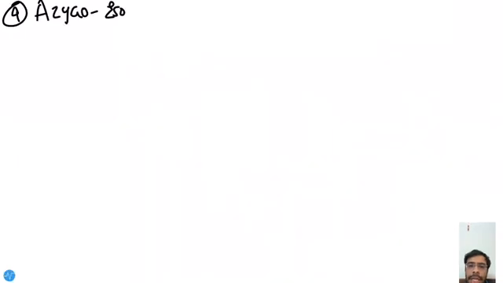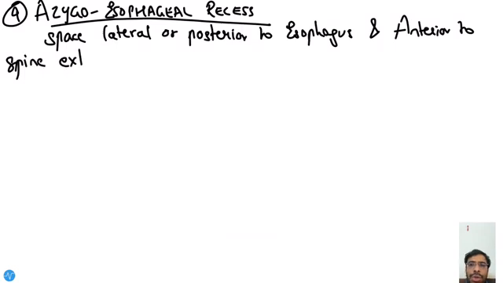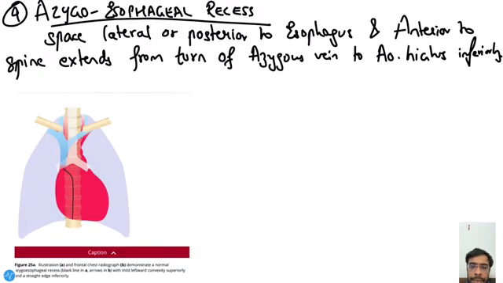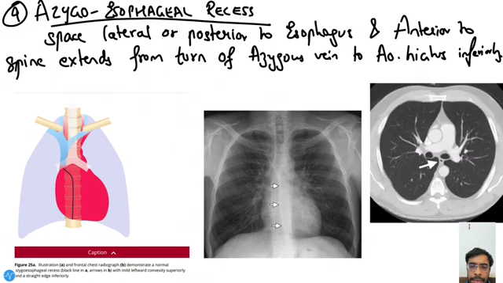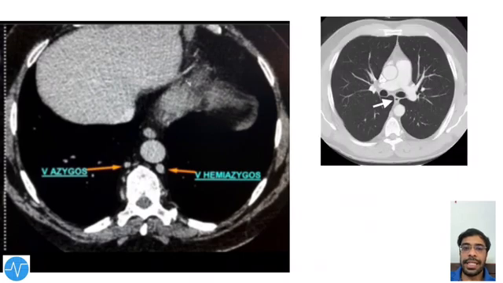And we will study the azygoesophageal recess. Now what is it? It is a space lateral or posterior to the esophagus and anterior to the spine, extends from the arch of the azygos vein to the aortic arteries inferiorly. The diagrams are below. See where we will find the azygos veins so as to understand the azygoesophageal recess. Here you can see the azygos vein and hemiazygos vein. Now you will understand the azygoesophageal recess, which you can see on the diagram.